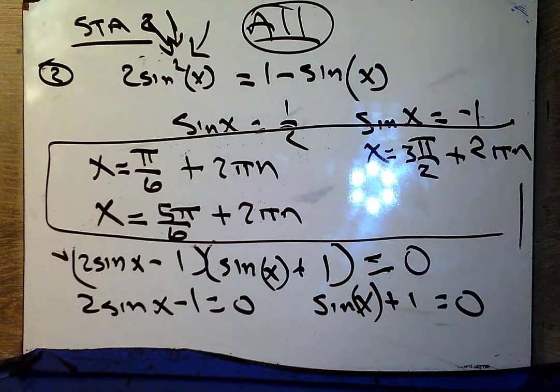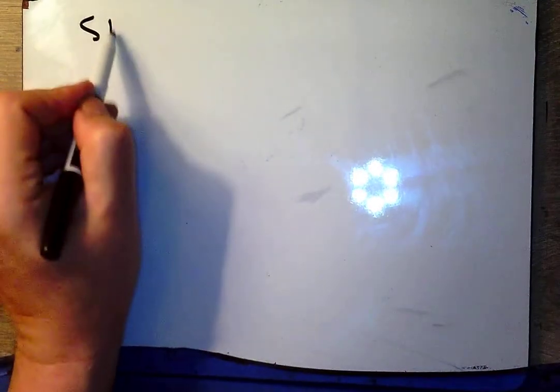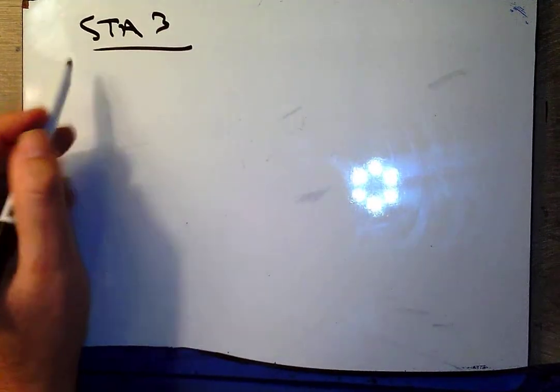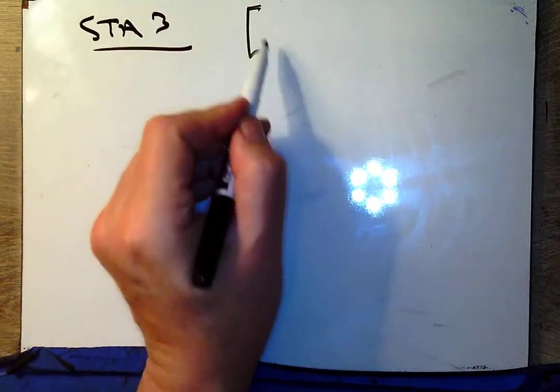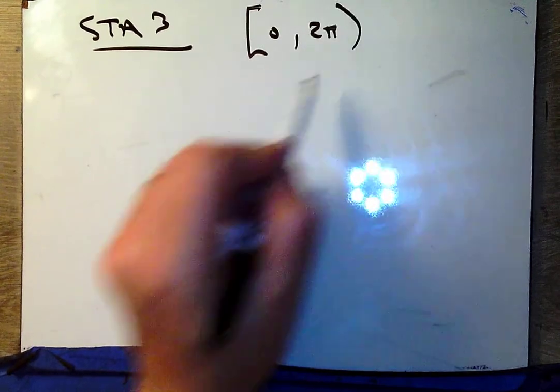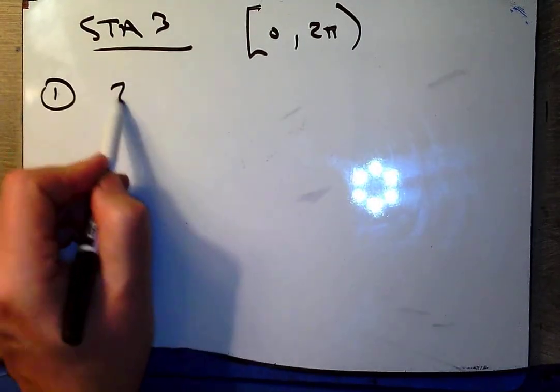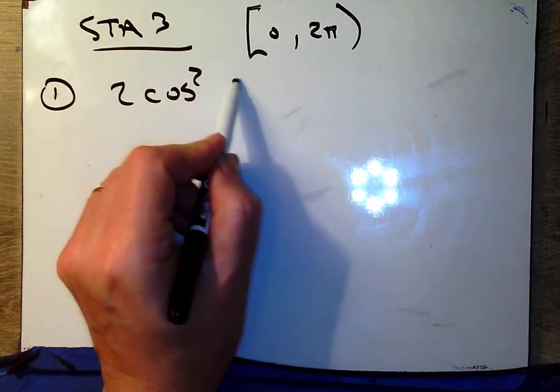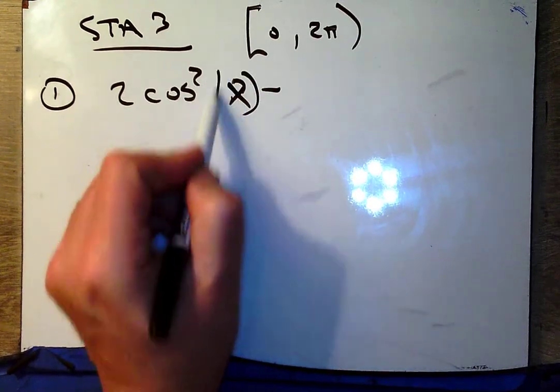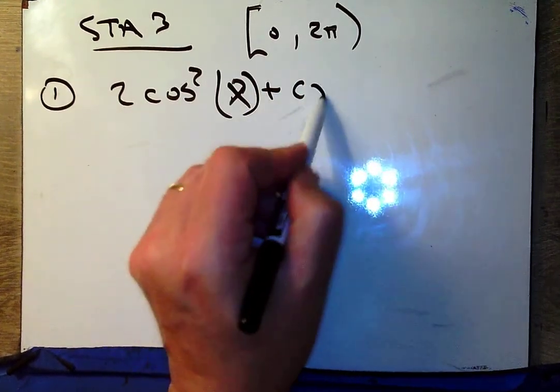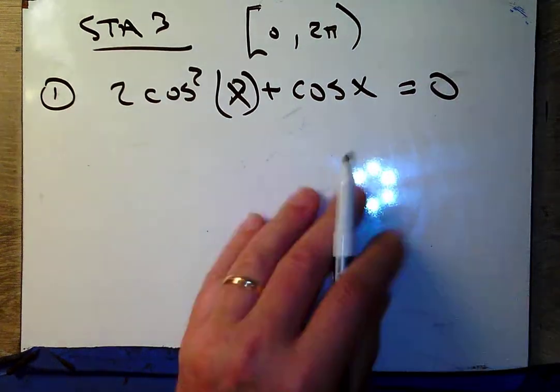Let's take a look at station 3. Station 3 now comes with a restriction. Find all the solutions on 0 to 2 pi. And problem number 1 says 2 cosine squared x plus cosine x equals 0.